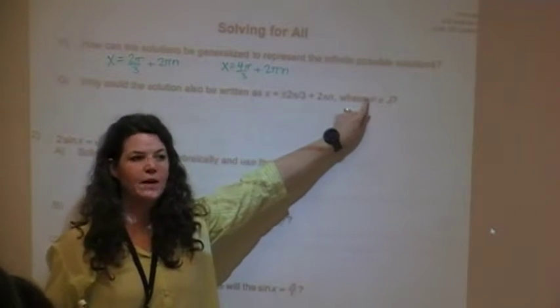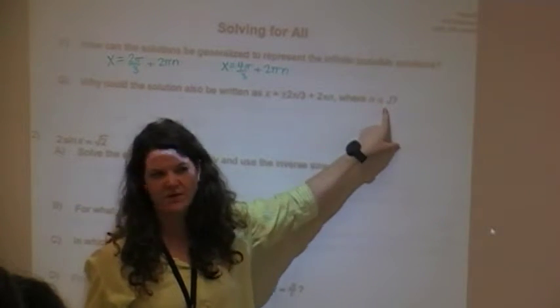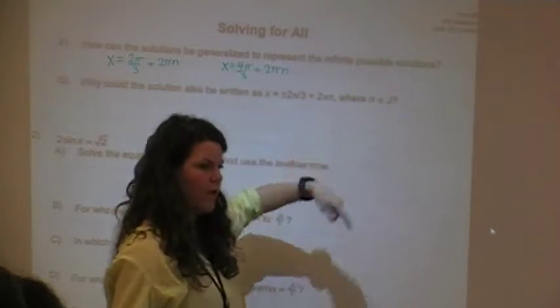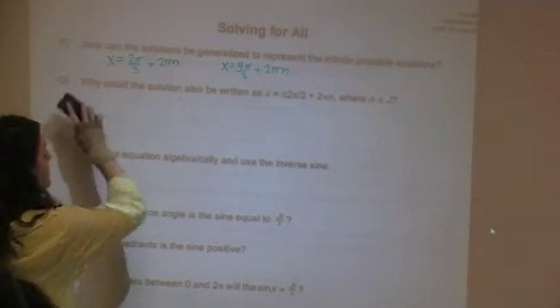This right here, n is an element of the set of integers, just like we talked about yesterday. It means whole trips around: 1, 2, 3, or -1, -2. All right, so moving on, we're going to solve another one.